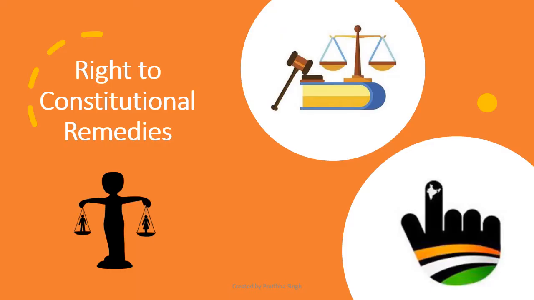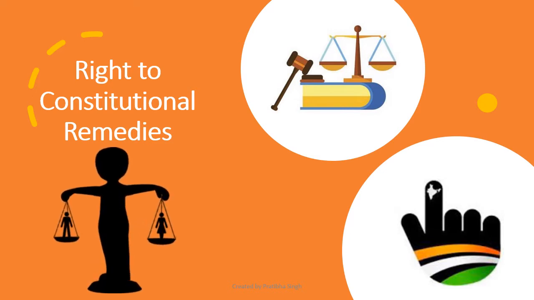A citizen has the right to approach the court of justice in the event of violation of the fundamental rights. This is known as the right to constitutional remedies. Other rights can be protected by way of protecting this right. In the event of violation of fundamental rights and duties, a writ petition can be filed either in the State High Court or the Supreme Court of India.